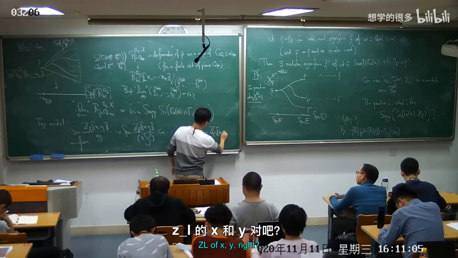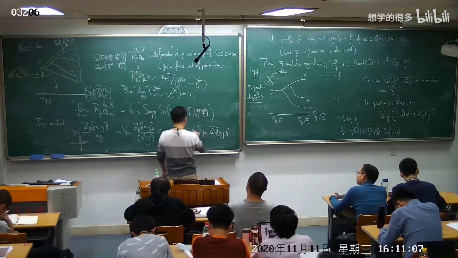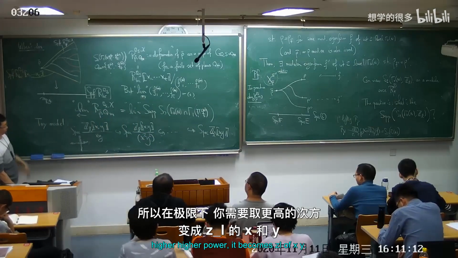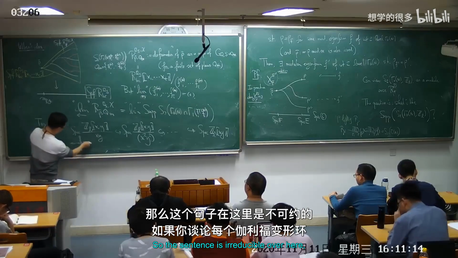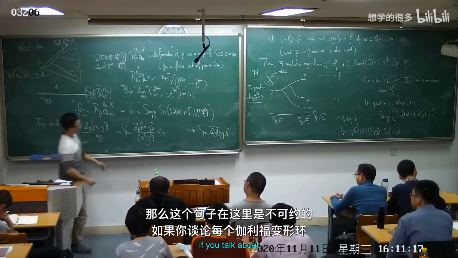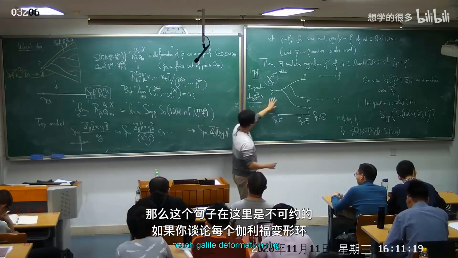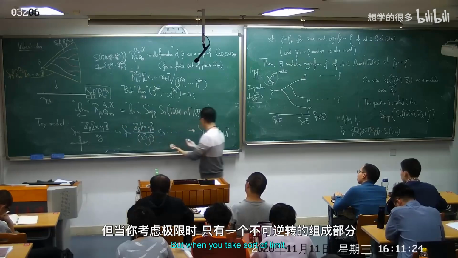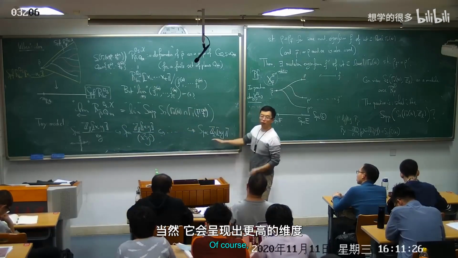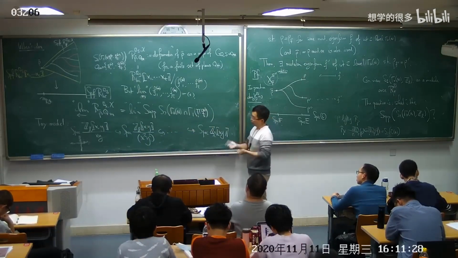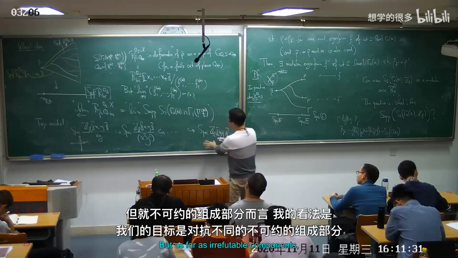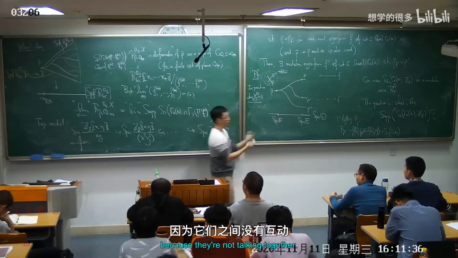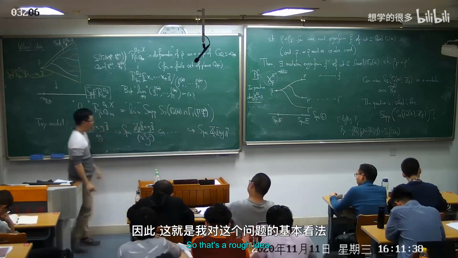Z_L[[x, y]], comma 1. So in the limit, if you take higher and higher powers, it becomes Z_L[[x, y]]. In some sense, if you talk about each Galois deformation ring, it may have multiple irreducible components, but when you take the limit, there's only one irreducible component, of course with higher dimension. As far as irreducible components, our goal is to find the different irreducible components because they're not talking to each other. So that's a rough idea.